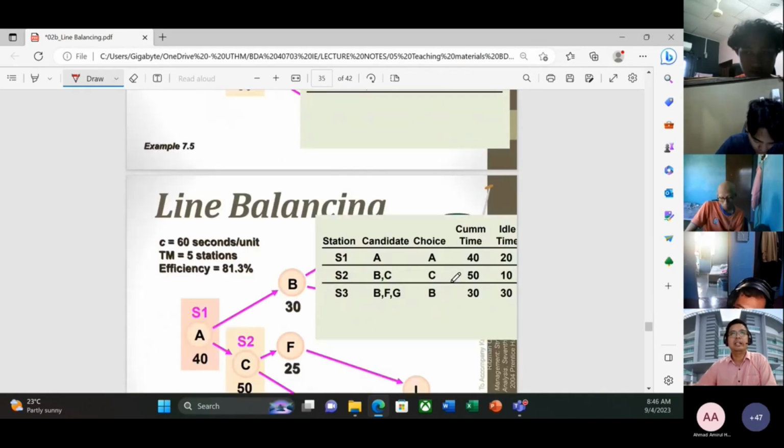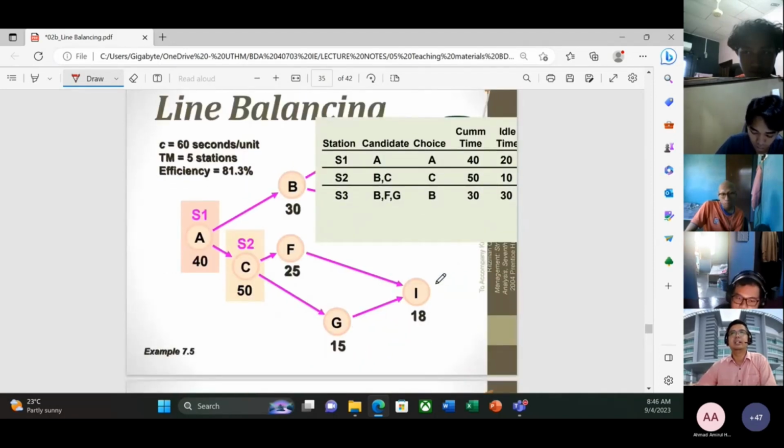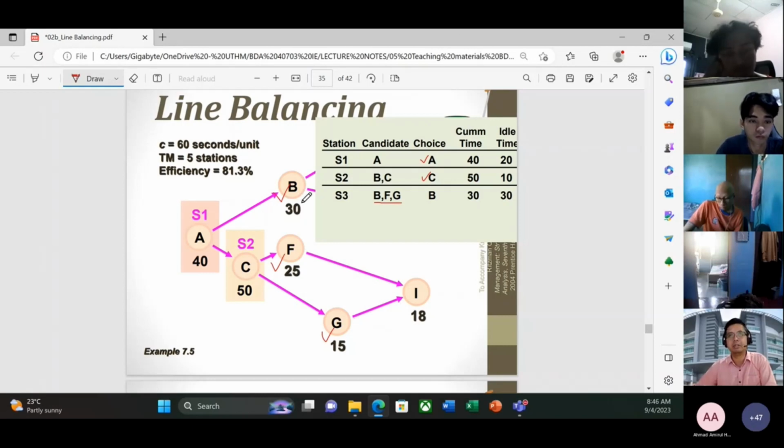Okay, we need to find out our station number 3. What do we have left here? Any candidate here? A, done. C, done. So until now, only B, F, G are left. So the candidates are B, F, G. Among B, F, and G, which one has the highest number? It will definitely be B. So the first choice is B, and the cumulative time is 30. So the balance is 30. How do we get the balance? 60 minus 30, so we get 30 for the idle time. Okay, clear?